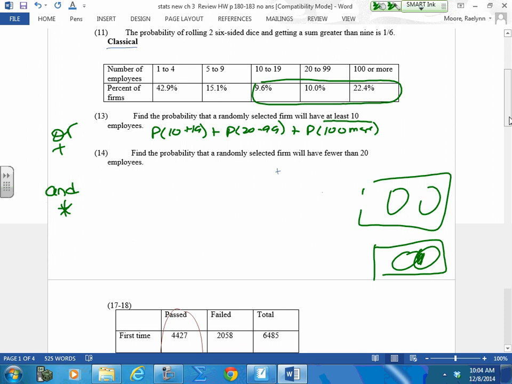Now the or, remember the or though, if they're not mutually exclusive and they have an overlap, you have to subtract out your overlap. Remember that? Hopefully, I think there is one in here. So find the probability that there are fewer than 20. Which ones am I looking at? Less than 20. Should I count this category? No. So I'm going to add up these, and they're mutually exclusive, so you just add them up again.